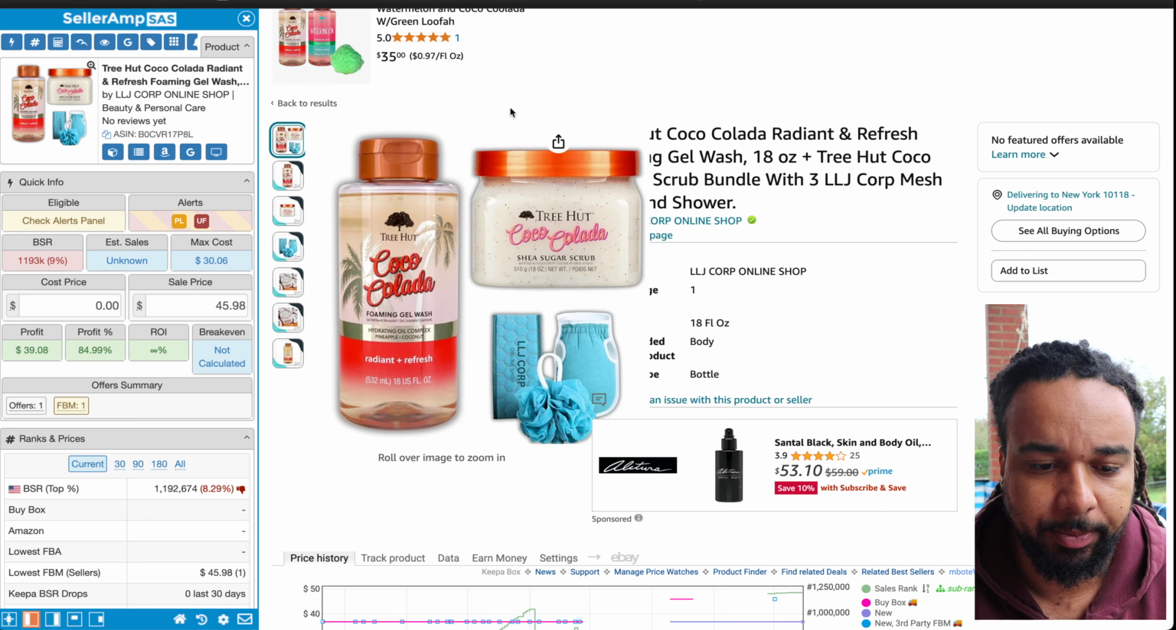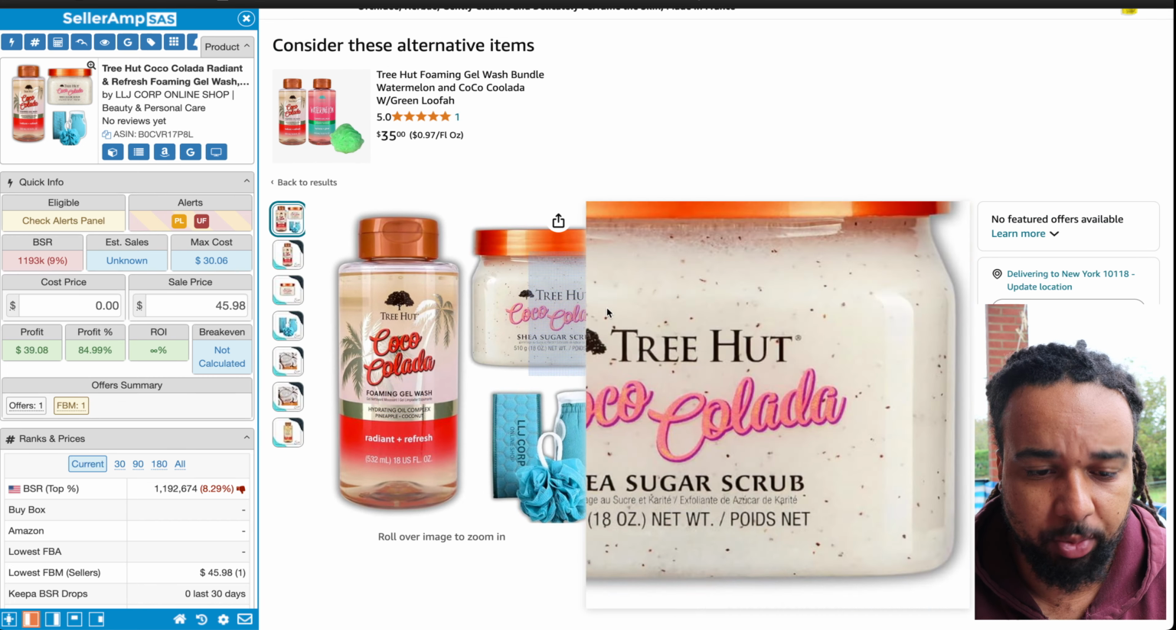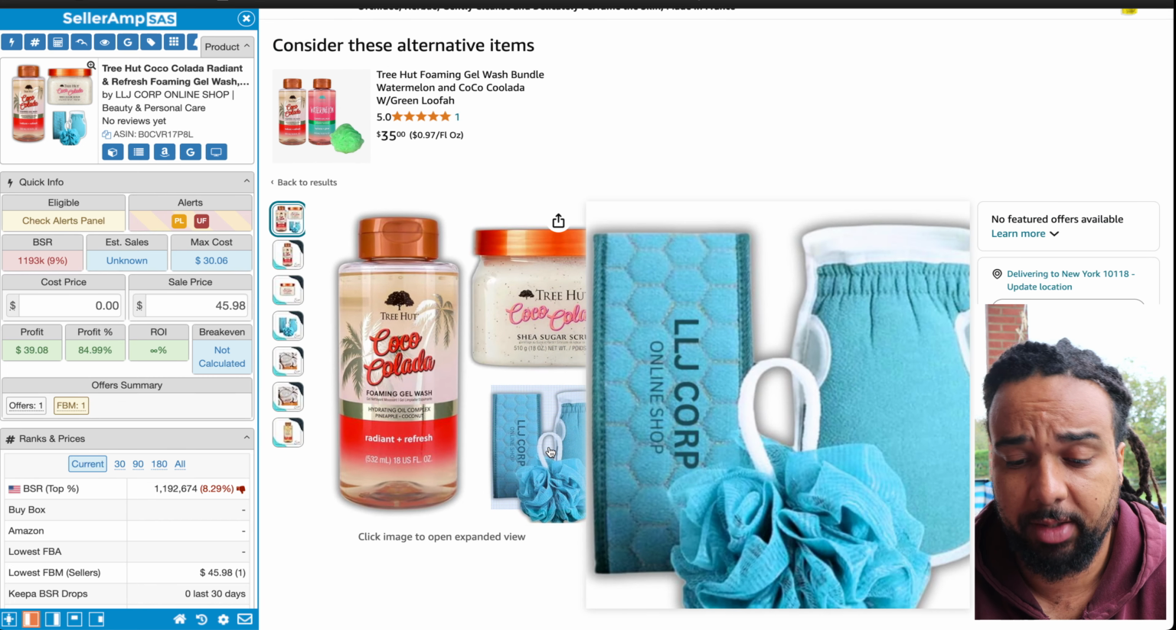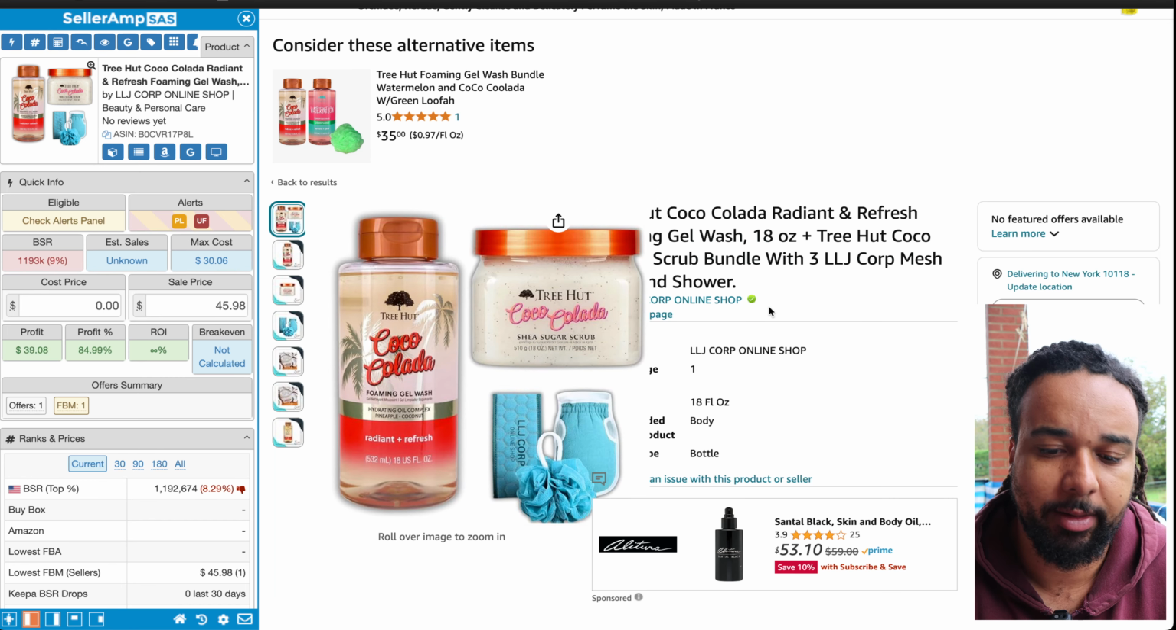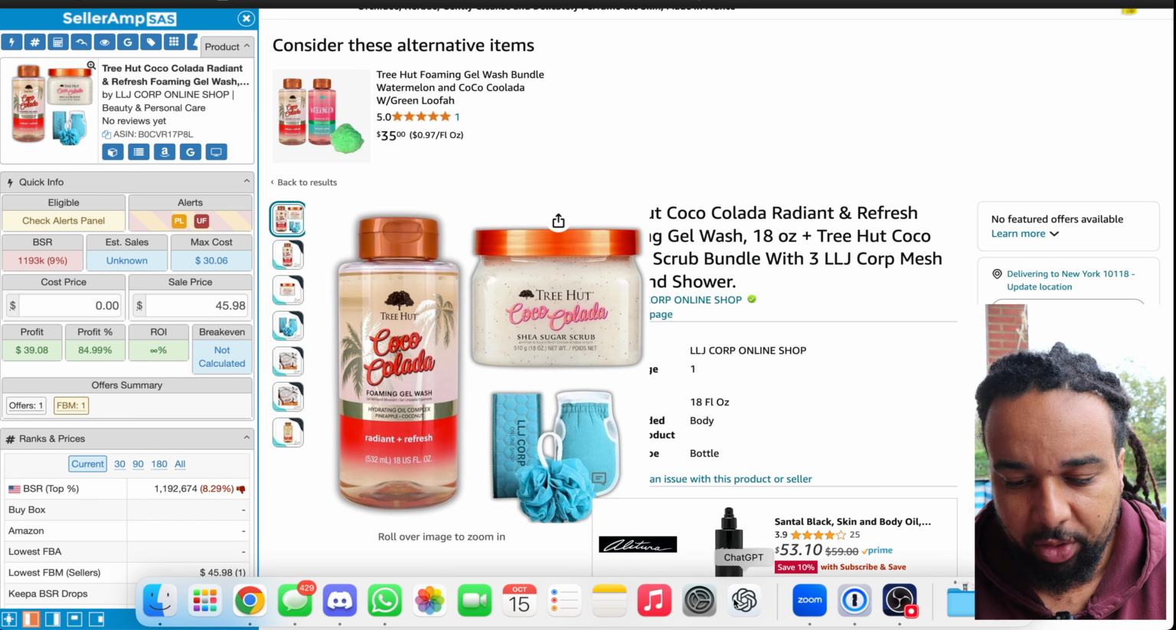If you create a bundle like this with two different brands, even if you have your own brand, you're not going to be able to create a bundle with two different brands anymore. So just pay attention to that.